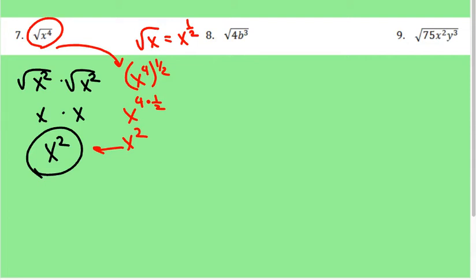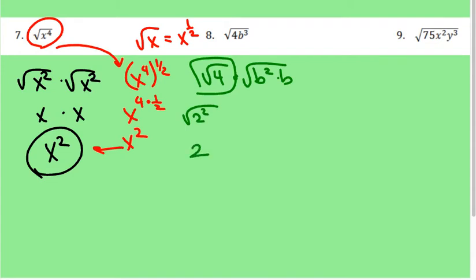So 4b cubed, so I'll take this as square root of 4, and then b cubed can be split up into b squared times b. I do that for a reason. Square root of 4 is nothing more than square root of 2 squared, so it's going to be just 2. Square root of b squared is just going to be b times square root of b. So it's going to be 2b square root of b.